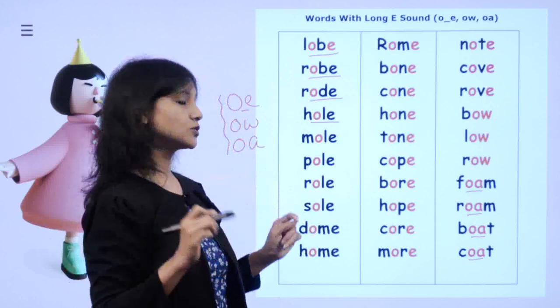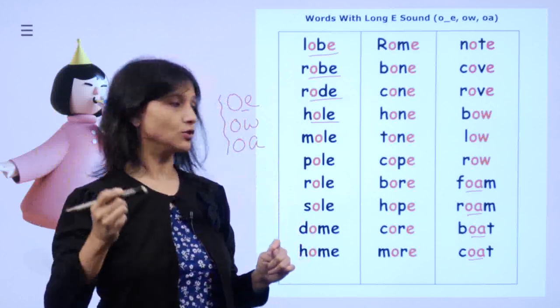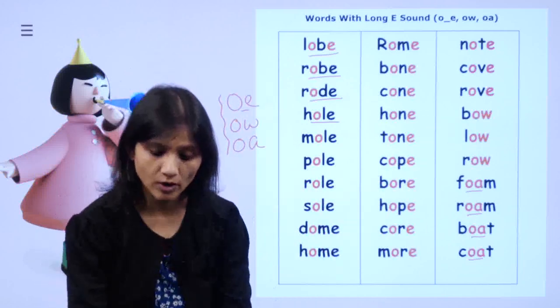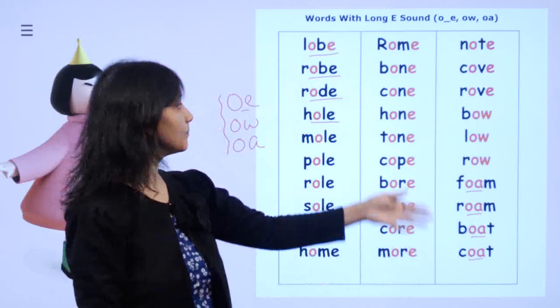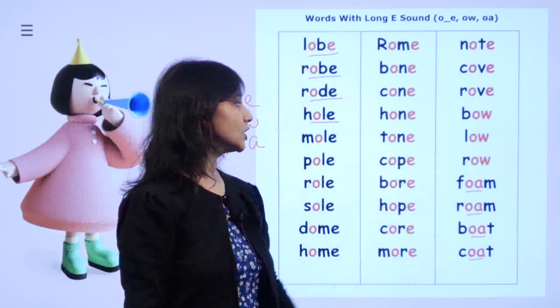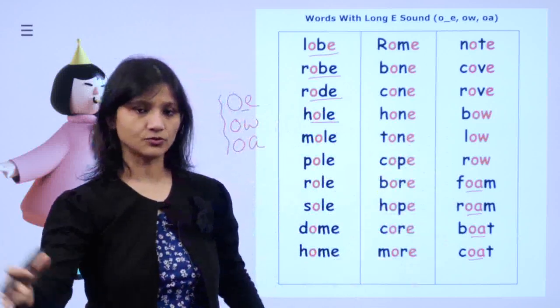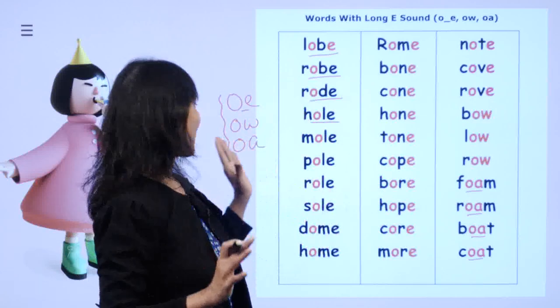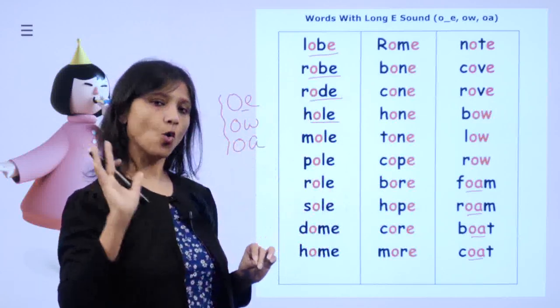O-E is also O. O-W is also O. Bow, low. We bow down. We fall down and we become low. Low. So, this and row. When you sit in a row, that's row. So, O with E, O with W, O with A makes the sound O.